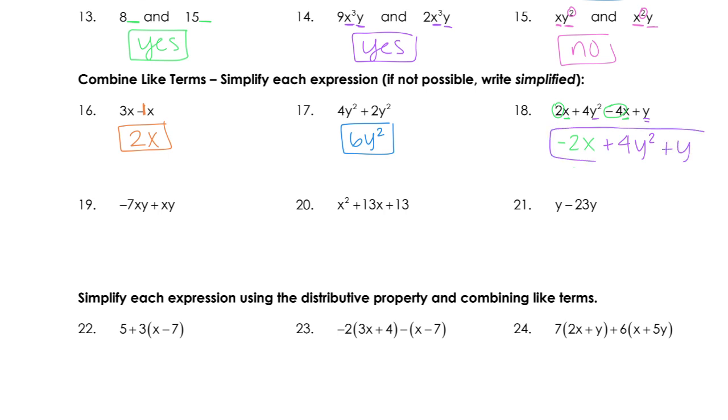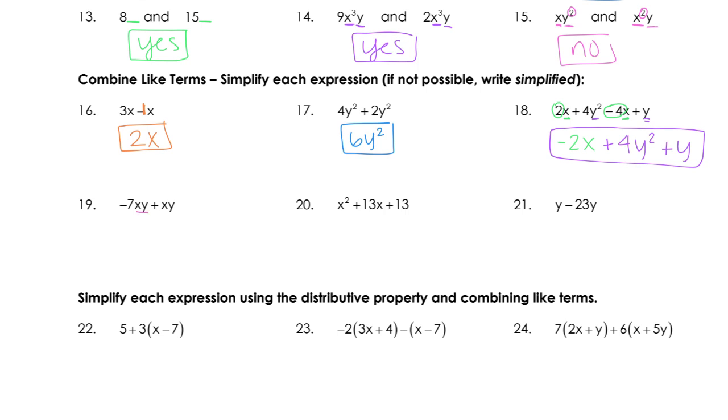This would be our final answer. Yes, there are multiple terms in our answer, but none of those are like terms anymore. So that would be in simplest form. If you remember from the front, simplest form is when it's replaced by an equivalent expression having no like terms or parentheses. So at this point in this answer, there are no more like terms.